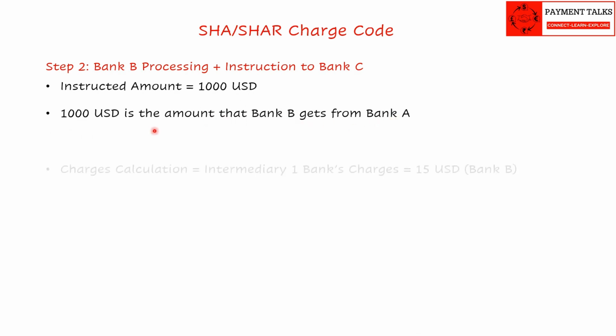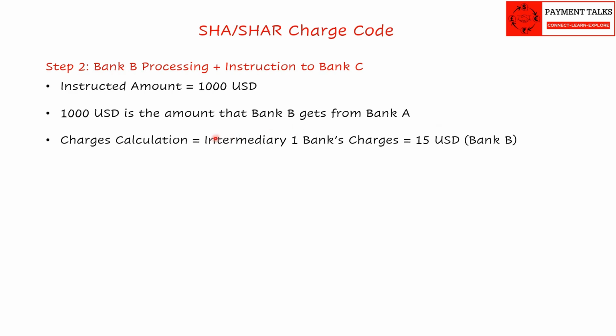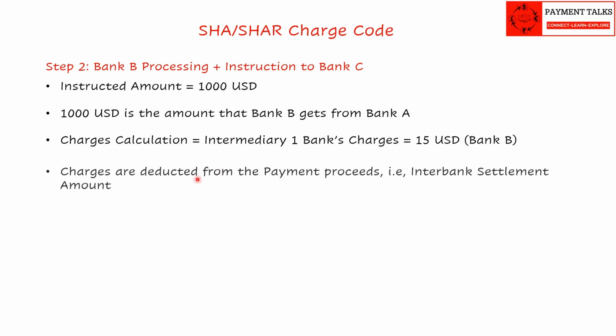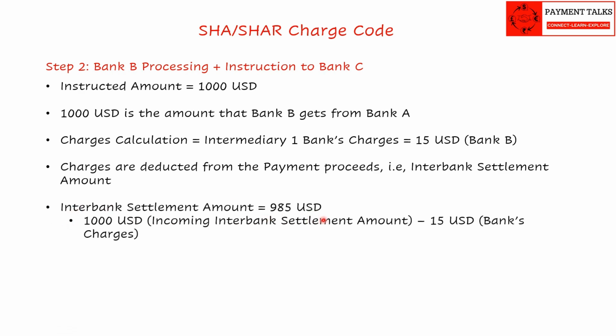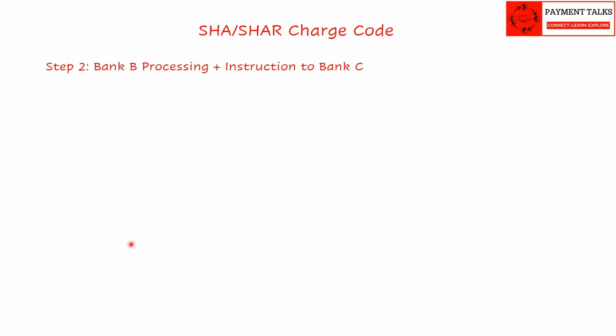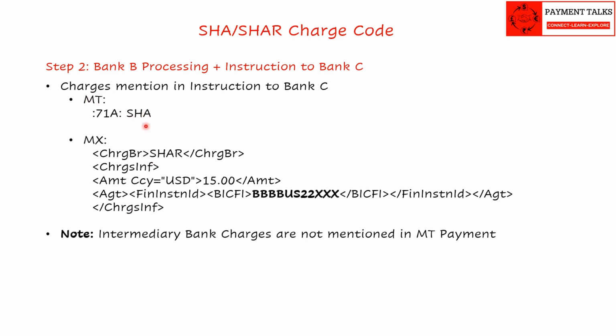The processing of charges by the intermediary banks in SHA scenario is similar to charge code BEN. The intermediary banks and beneficiary bank would take their charges from the proceeds only. Bank B deducts its charges from the payment proceeds. It will then calculate the new interbank settlement as 985 USD, which is 1000 USD minus 15 USD, which is Bank B charges. As explained before, the intermediary charges are not mentioned in the MT message. But in the MX message, Bank B needs to mention the charges deducted along with its details.